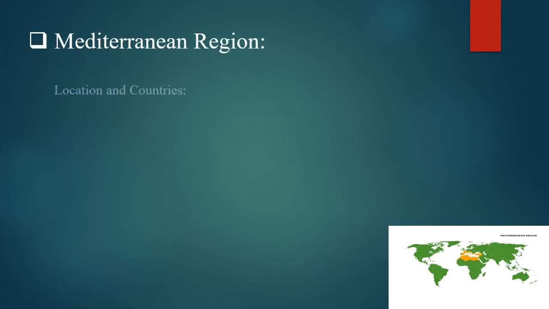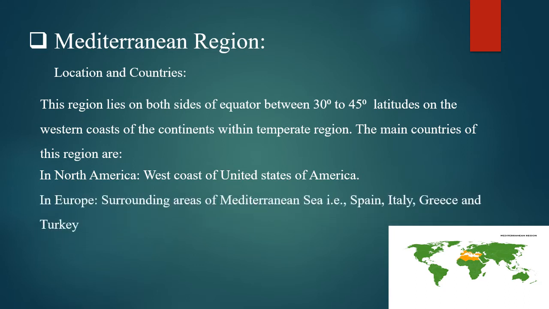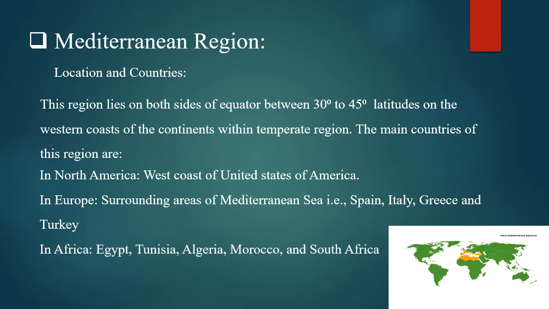Mediterranean region. Location and countries. This region lies on both sides of equator between 30° to 45° latitude on the western coast of the continents within temperate region. The main countries of this region are in North America, west coast of United States of America, in Europe, surrounding areas of Mediterranean Sea, that is Spain, Italy, Greece and Turkey. In Africa, Egypt, Tunisia, Algeria, Morocco and South Africa. In South America, Chile.